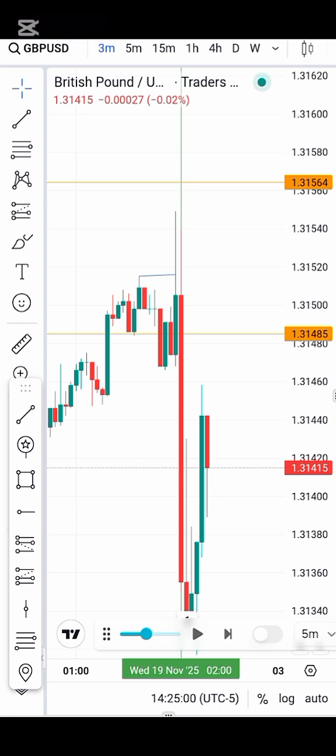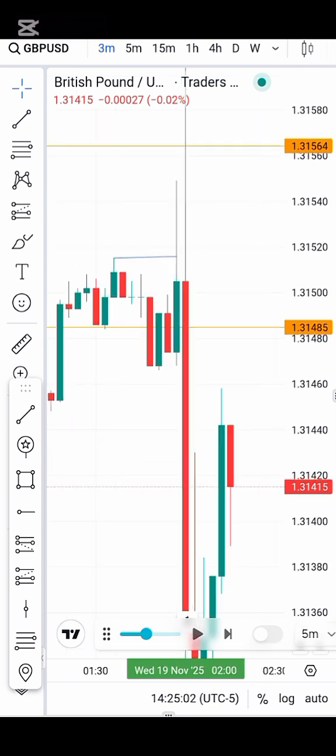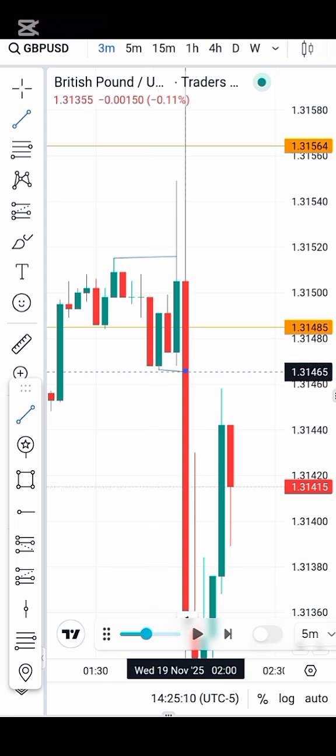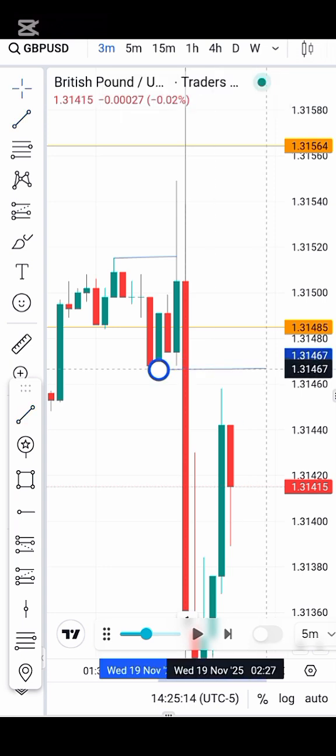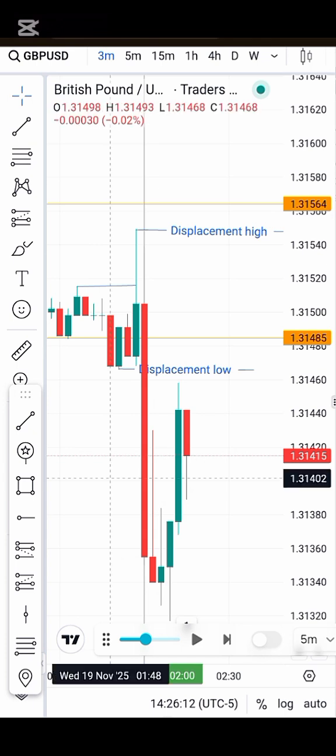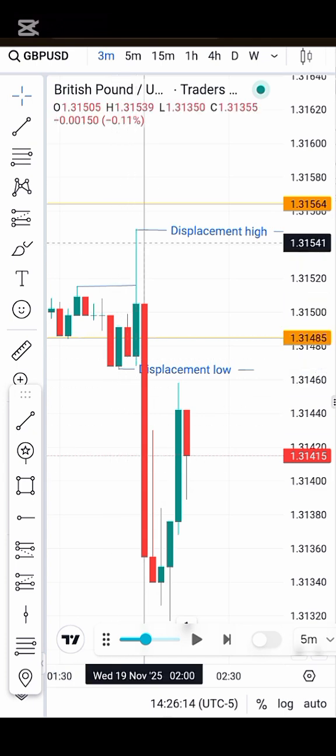You see, the low that was responsible for creating that high is this particular low here. You can see this is the low that was responsible for taking out this high. So this low will be our displacement low. So we have our displacement low and displacement high.